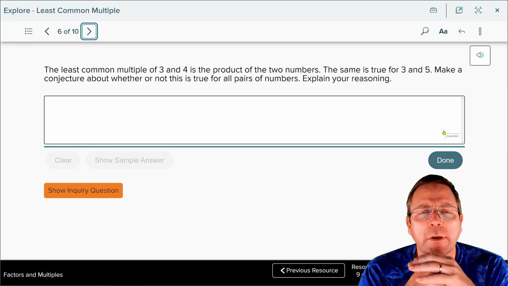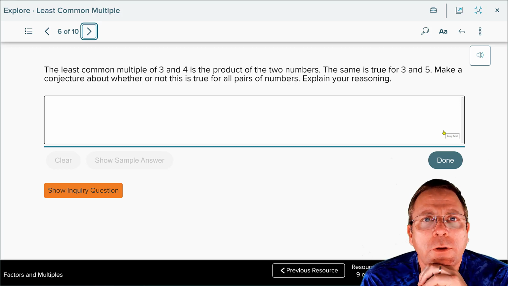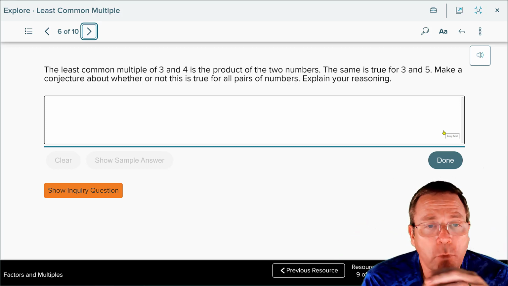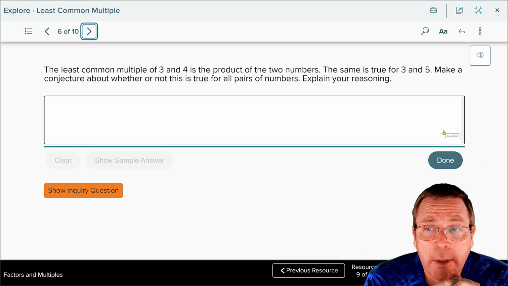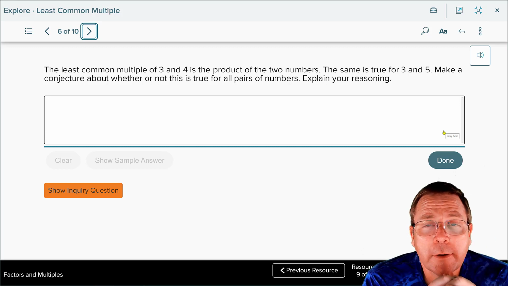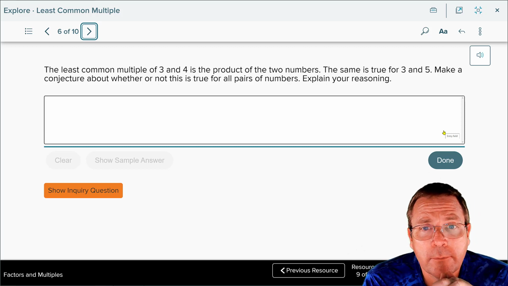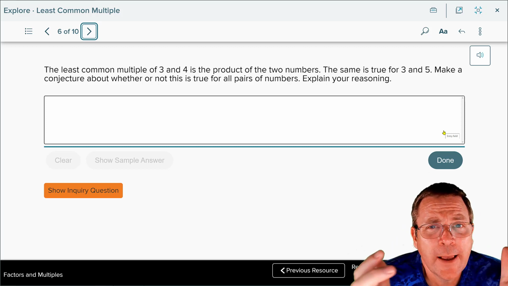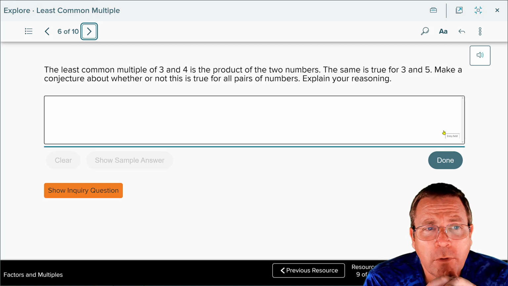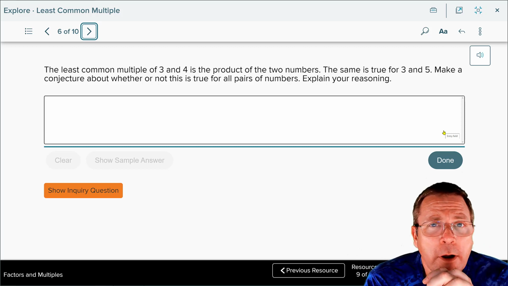So in the two that we did, the least common multiple of 3 and 4 was 12, and 12 is 3 times 4. The least common multiple of 3 and 5 was 15, and 3 times 5 is 15. So, does that mean that the least common multiple of every pair of numbers is going to be the product of those two numbers? No, it's not.